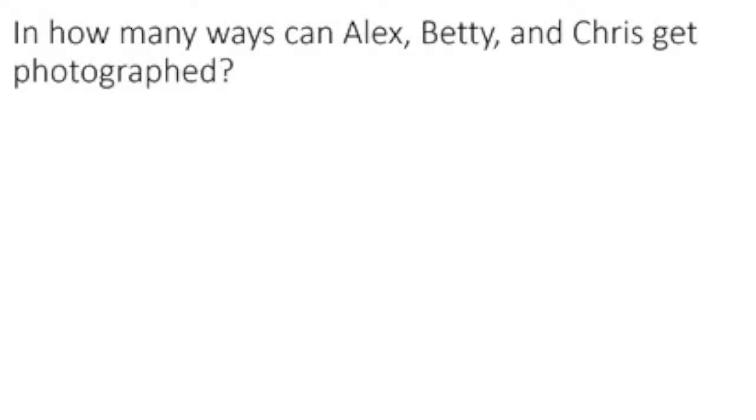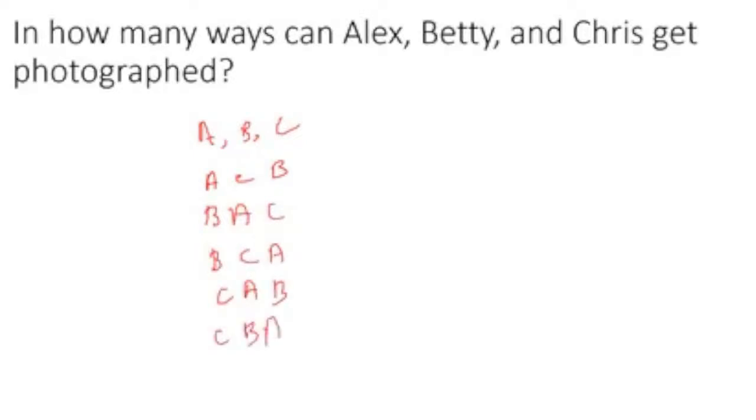Here, how many ways can Alex, Betty and Chris get photographed? So here I have A, B, C. How can this ABC be photographed means, here many possibilities are there. ABC, ACB, BAC, BCA, CAB, CBA. So many ways are there. So generally, what is the first thing? For the first position, I can select any one of them. Next position, I can select any two of them. So answer is 3 into 2 into 1. How much? 6 ways.